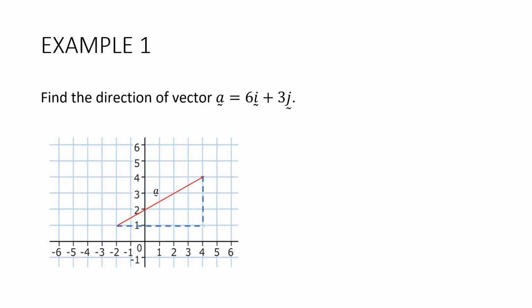So here's an example. Find the direction of vector A. So we want to find this angle in here. And we know that tan theta is going to equal opposite over adjacent. So theta will equal inverse tan of 3 on 6. And in the calculator, I get 26.6 degrees.